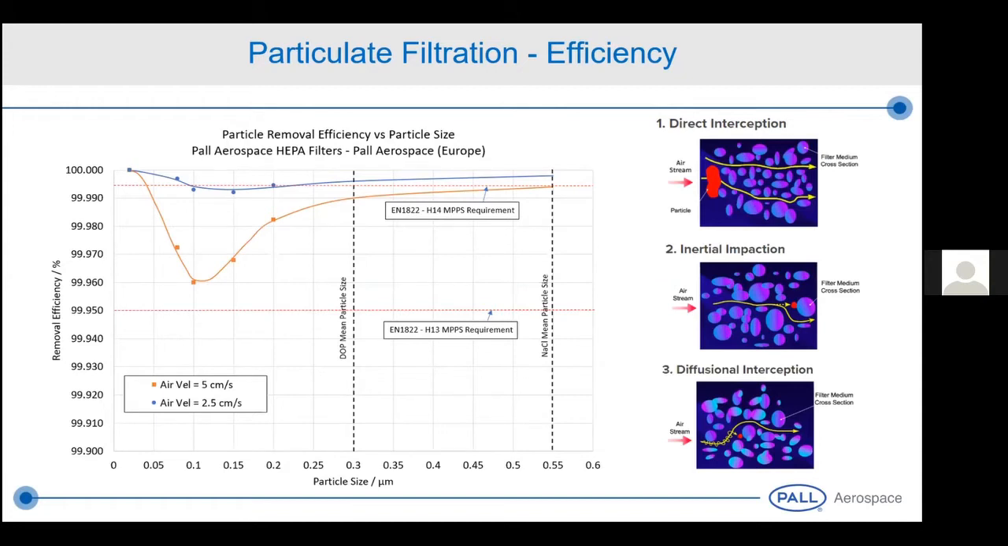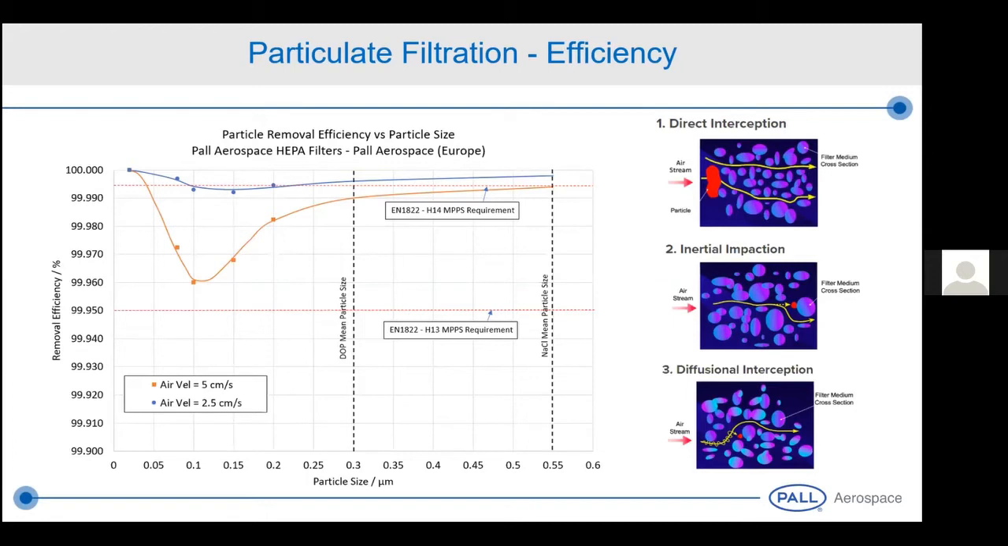Now, how do we translate that into removal efficiency or HEPA efficiency? Well, if you look at the graph, we have 2 representations depending on air velocity. We have 5 centimeters a second and 2.5 centimeters a second, just to show you how the efficiency varies with the velocity through the media. 5 centimeters per second, for example, is quite typical of a HEPA filter that is used in an aircraft. So these are actually efficiencies of the filter that will be fitted to an aircraft.